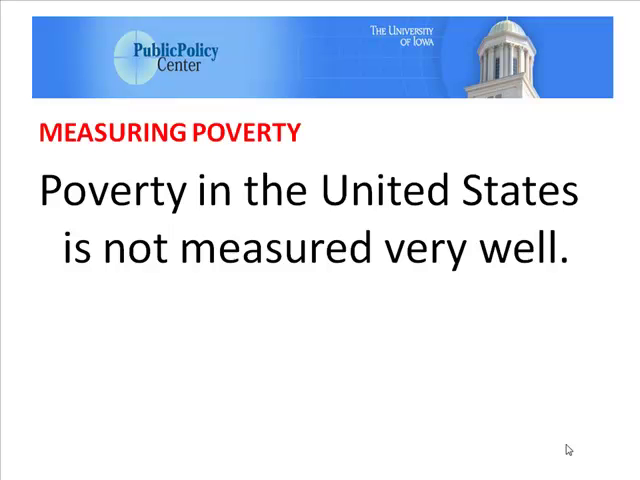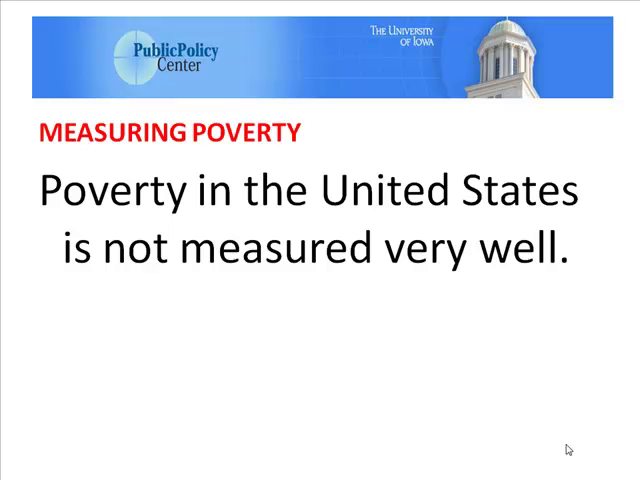So let's start with a central observation. Poverty in the United States is not measured very well. When we talk about policies directed toward Group X, whatever the group is, it's actually rather nice if Group X is defined fairly precisely. With regard to poverty policy and poverty in general, we don't measure poverty very well.